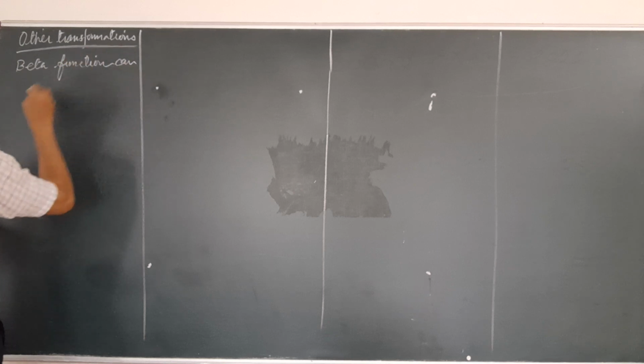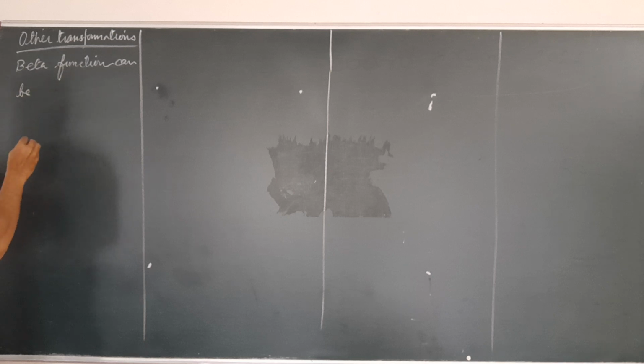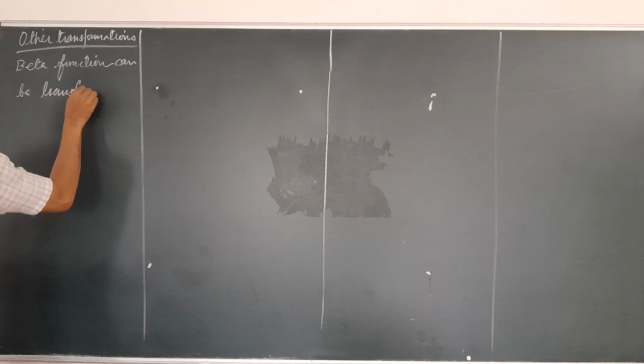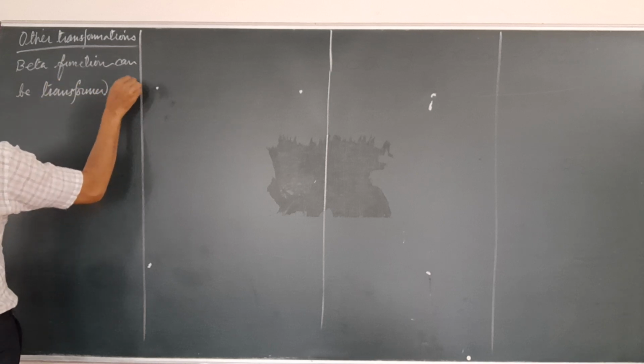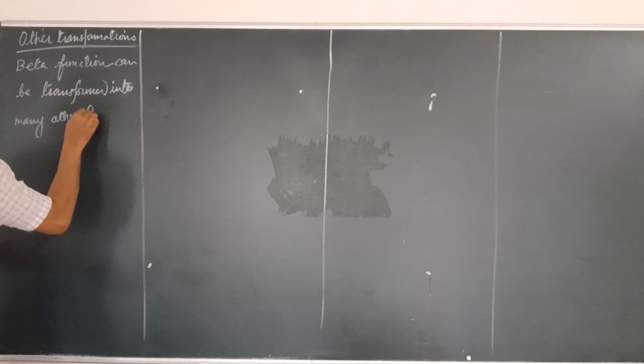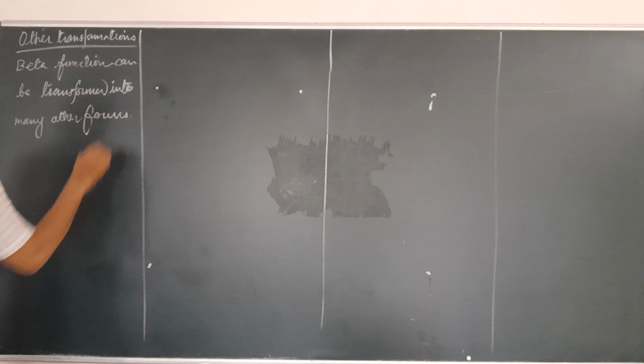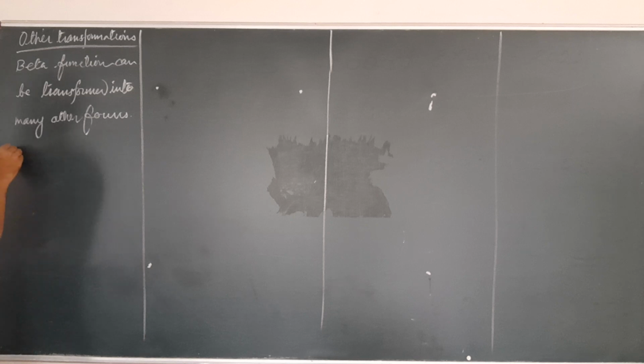Beta function can be transformed into many other forms, such as beta of m, n.